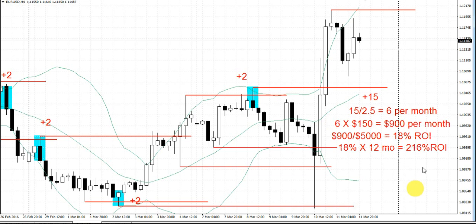So 18% average so far per month times 12 months in the year, that's 216% ROI, return on investment, for the year, just on this one time frame, the 4-hour Euro US. And this is a typical result.